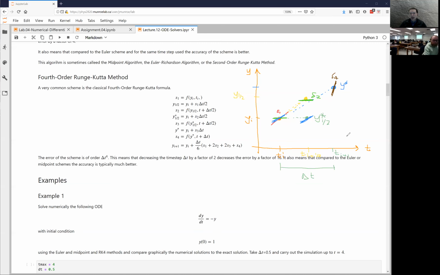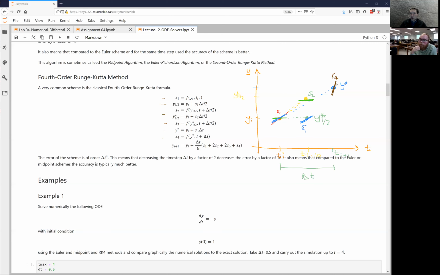Okay, so lots of lines written down there, but that's what each and every one of these points is talking about. What you're doing is you're making either half steps or full steps with different slopes to come up with four different, where'd my pen go? S2. To come up with four different estimates of the slope. The slope here, here, here, and here.